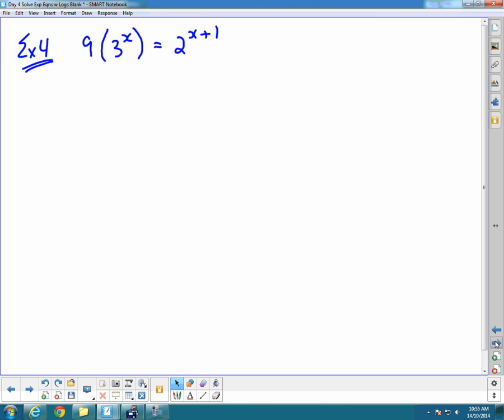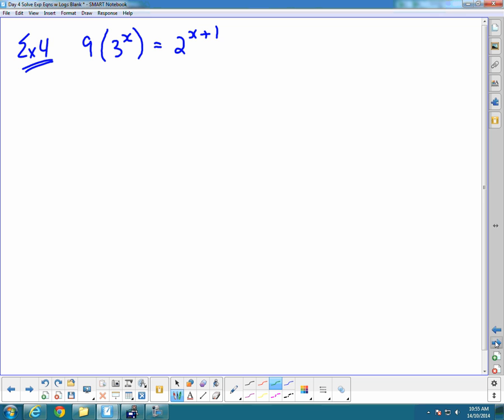And one final example is example 4. So here we have 9 times 3^x equals, or 3^x equals 2^(x+1). The only reason I'm bringing this up is because it looks different than some of the others. We can't lose sight of the fact that when we have common bases, we should take advantage of it. So let's not forget about that.